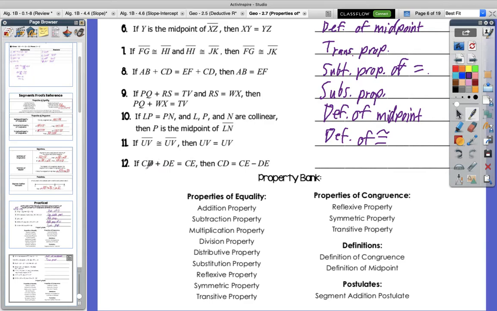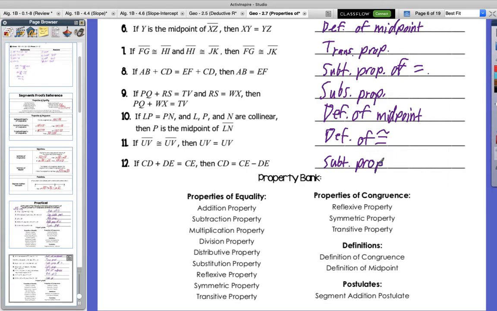12, measurement of segment CD plus measurement of segment DE equals measurement of segment CE. Then, measurement of segment CD equals measurement of segment CE minus measurement of segment DE. So what happened from here to here? Well, we lost segment DE and we gained a negative one here. So if we subtract segment DE from both of these sides, we'd end up getting this equation. So this is our subtraction property of equality. Kind of a tricky one there to see. We have to remember that those measurements of those segments are really numbers. But we're just saying the measurement of whatever that segment is because we don't know it.